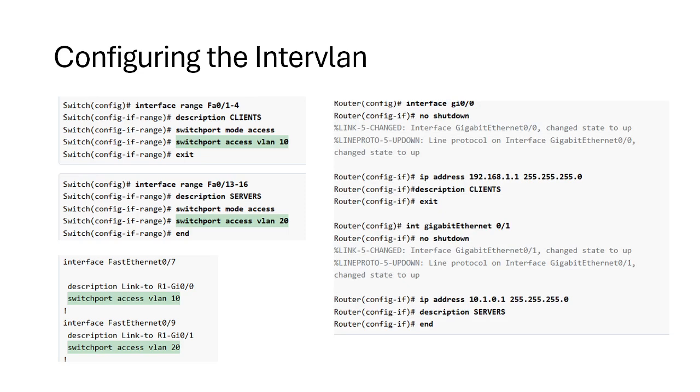Next, on the router side, we will do the no shut, and then we will do the IP address configuration. This IP should be the default gateway on your end host, whether it's a server or a PC. So for VLAN 10, 192.168.1.1 will be the default gateway for the PCs, the end hosts. For servers, 10.1.0.1 will be the default gateway.